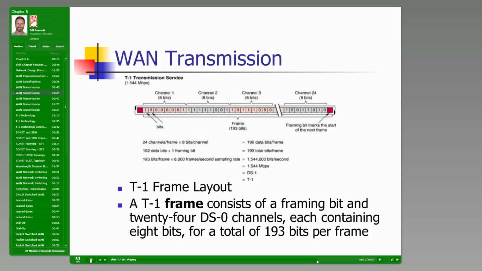So this takes you through the math. You've got 24 channels per frame and 8 bits per channel, so that's 192 bits per frame. Now we have to add that one framing bit, so that's 192 bits plus one framing bit, so that's actually 193 total bits per frame. Now multiply that times our 8,000 frames per second, remember the sampling rate, and that's how you come up with the 1.544 megabits per second of the T1 transmission service.